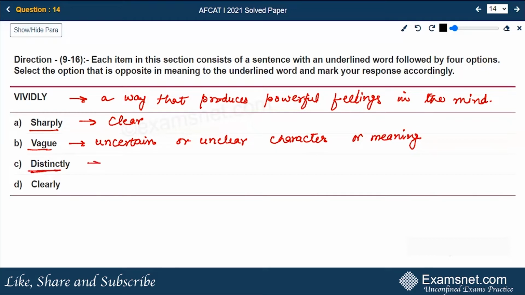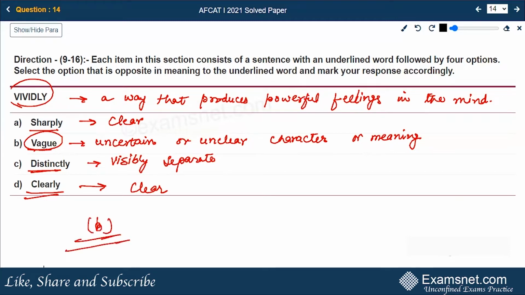Distinctly, which is separate, which is quite clear and separate and visible properly. Visibly separate. Clearly means which is absolutely clear. You know that. So the one antonym that we are looking for vividly is obviously vague. Vague is the correct answer for this question.